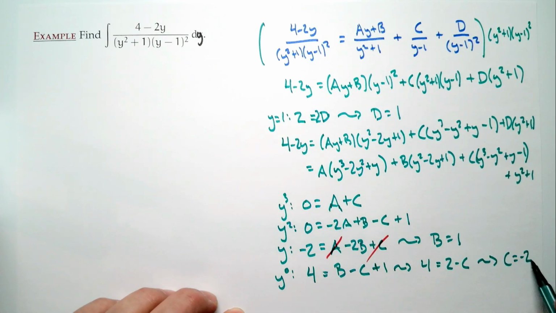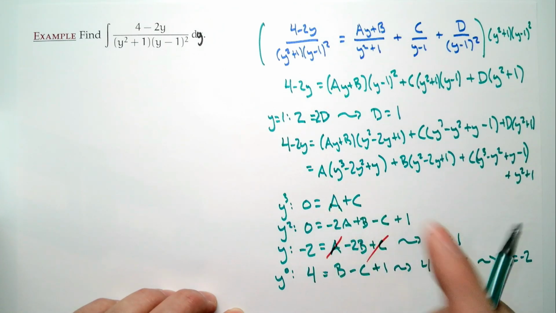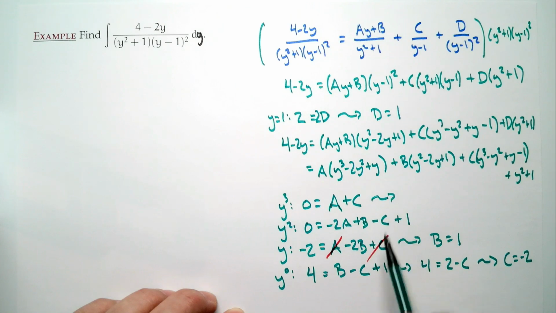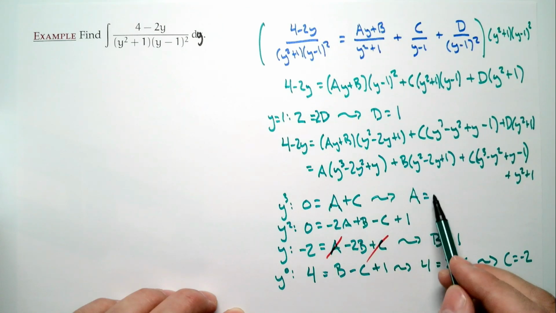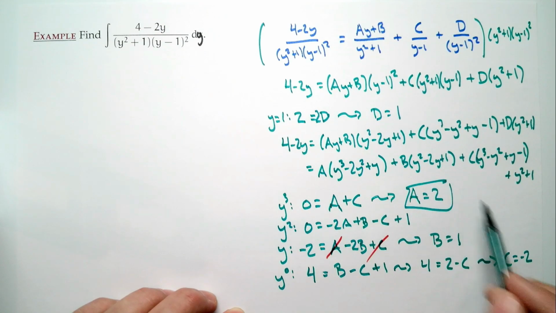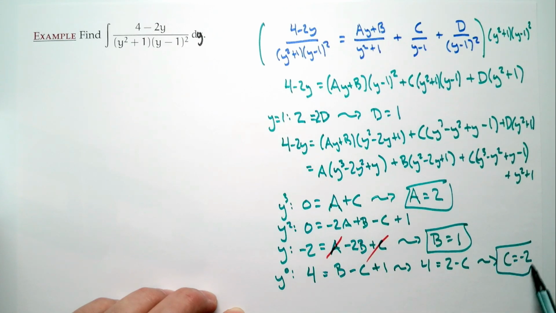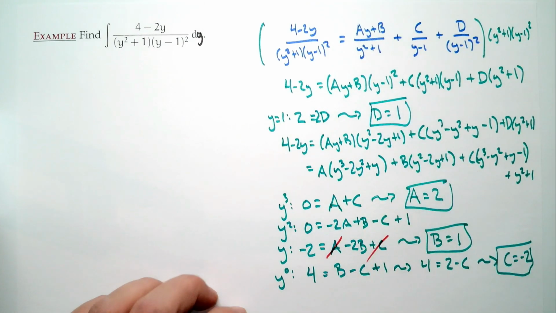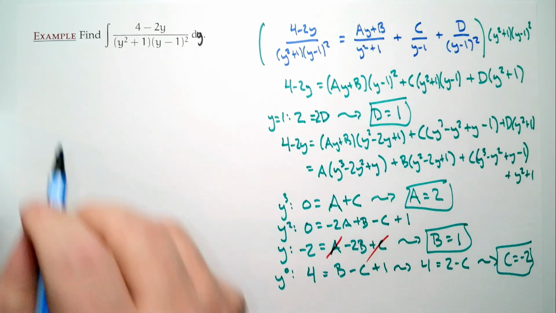c is negative 2. Okay, c is negative 2. Come back to the first equation. What is a? a is 2. Okay, so there's a, b, c, d. So now we know what our constants are. All right, so we're almost ready to do calculus again.